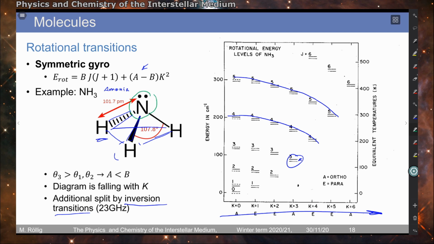That is that there is a symmetry of this molecule, so that the N can also sit below this plane of the hydrogen atoms, which has a somewhat different energy, and the transition between the two cases, a tunneling through this plane into this configuration, is this inversion transition with a very small split of 23 gigahertz.